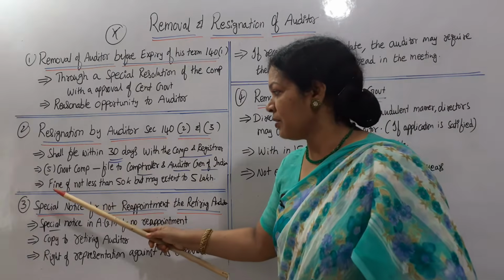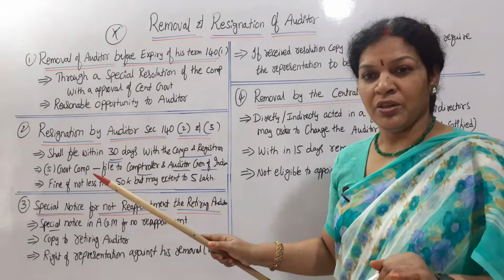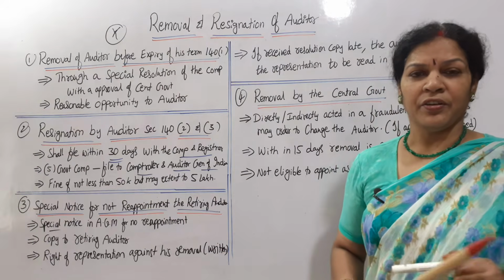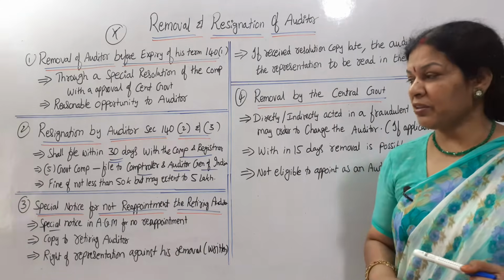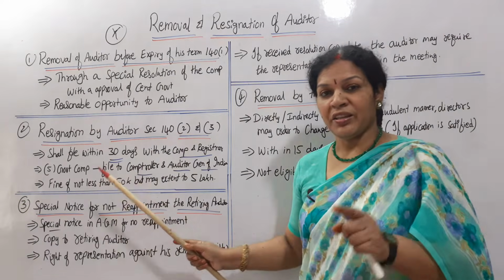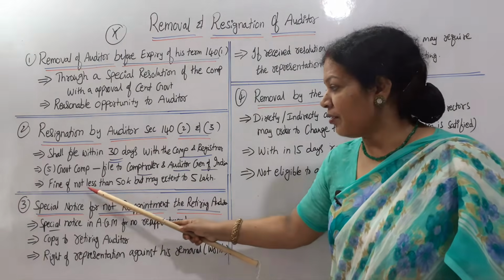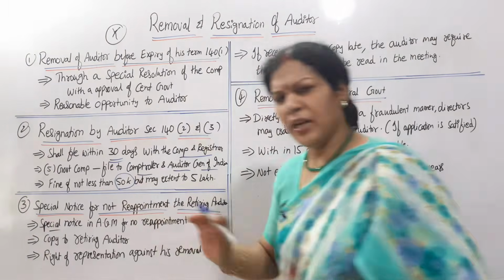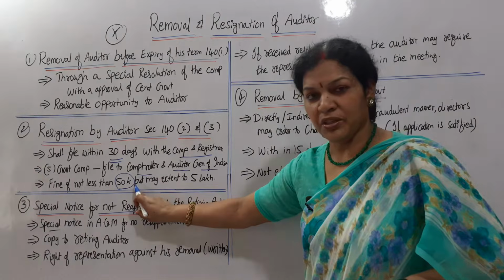If he fails to report before 30 days, and any kind of problem arises, then you have to remember this point: the company is going to be fined not less than 50,000 rupees, minimum 50,000 rupees.